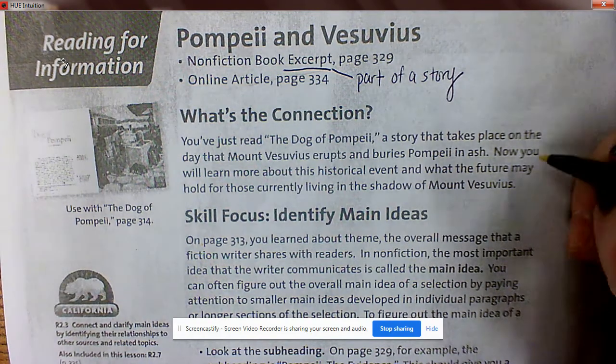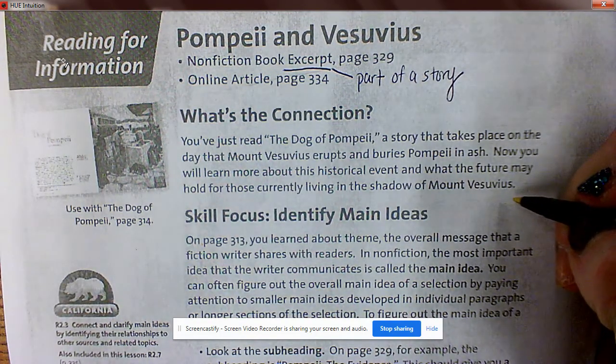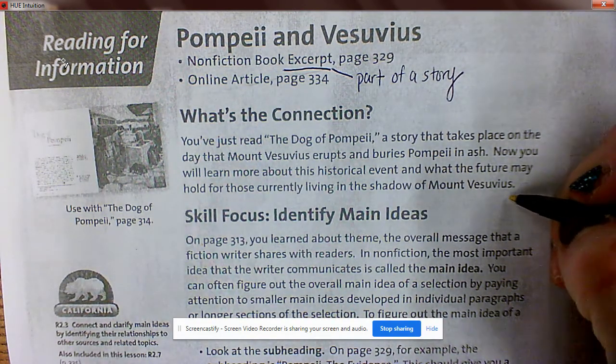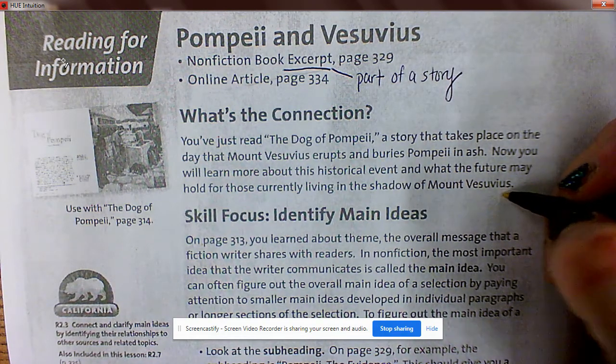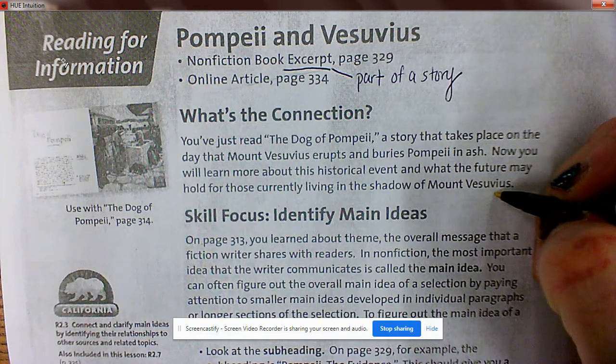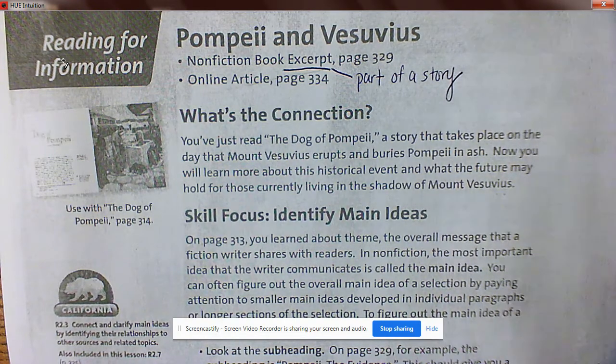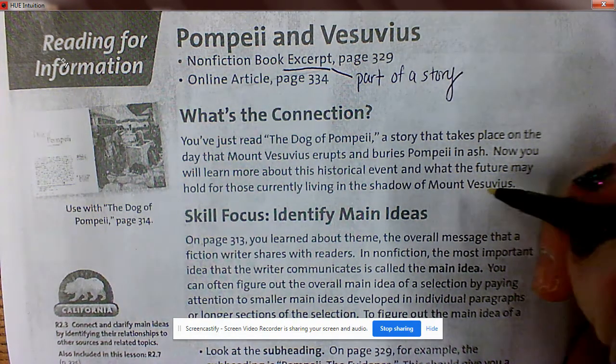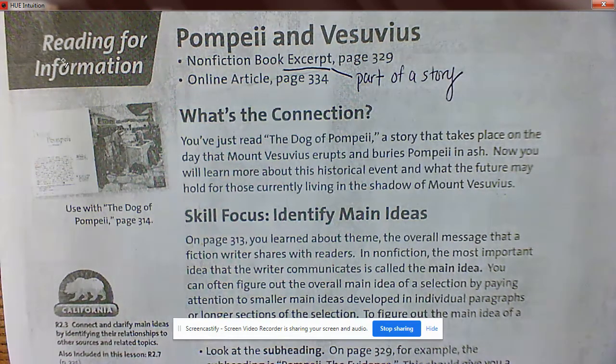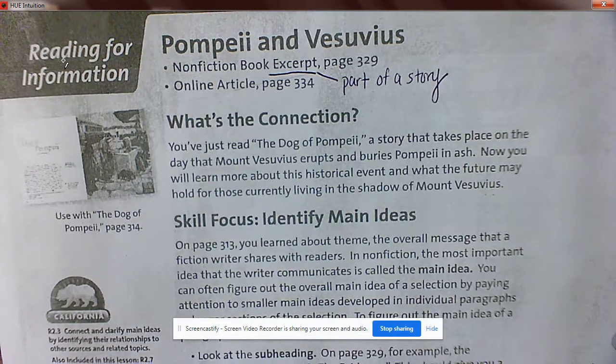So when I read that, I didn't realize people, I don't know why, would still live there, but they do. So mountains can erupt multiple times, and so I think I would learn my lesson from Pompeii and maybe not live there, but people do.